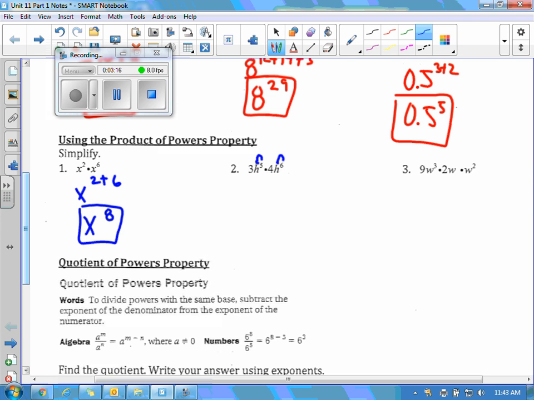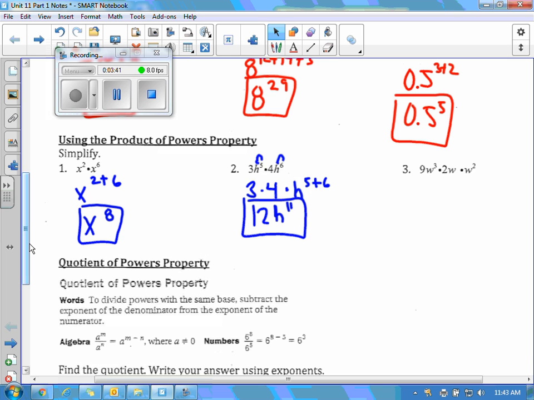So what I'm going to do is multiply 3 and 4 together. That's the first thing I need to think about. So I have 3 times 4, I multiply like normal, and I have my common base of h, and I can add those exponents, 5 plus 6. So when I simplify this, I'll get 12h to the 11th. Those exponents do not apply to the 3 in this way.